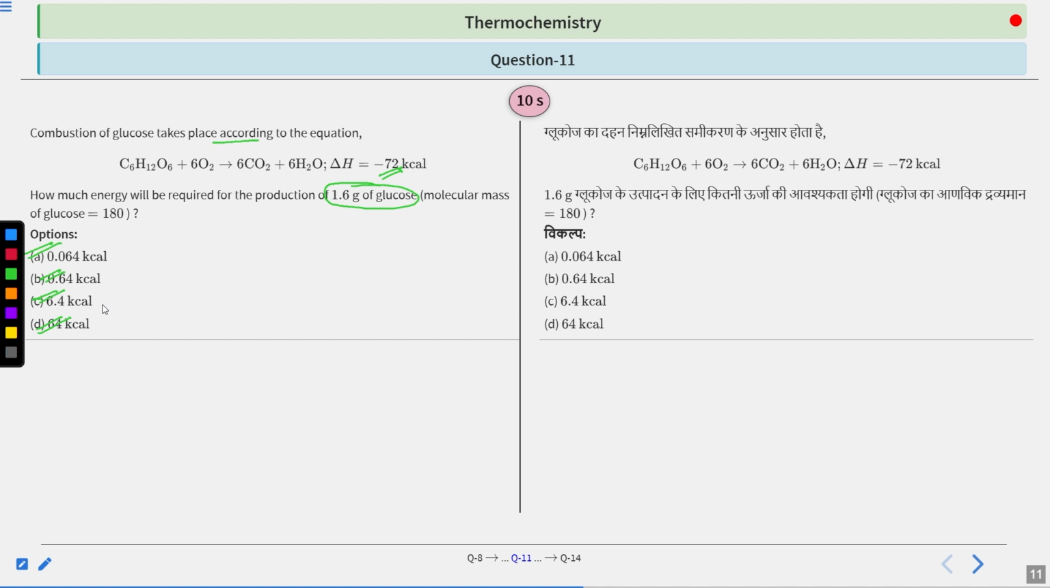So what will be the hint of this question? Because this question is very new, I'm just giving a single hint: the enthalpy given with the equation is nothing but the molar enthalpy for the combustion of glucose. Just use this information, it is more than enough to solve the question. So your 10 seconds to solve this question starts now.